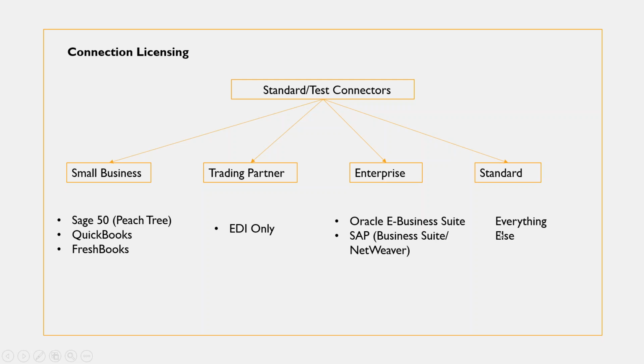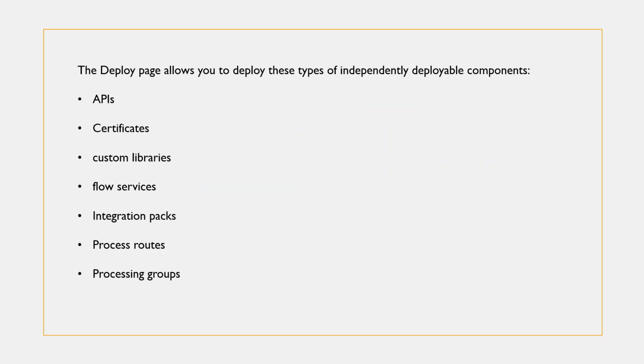And the deploy page allows you to deploy these types of independently deployable components: APIs, certificates, custom libraries, flow services, integration packs, process routes, and processing groups. Very important certification question.